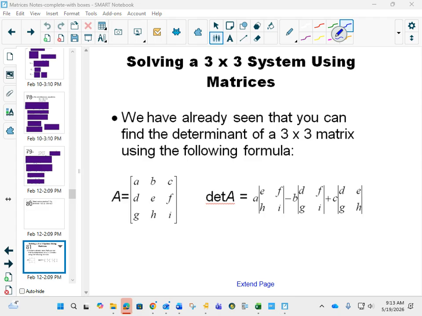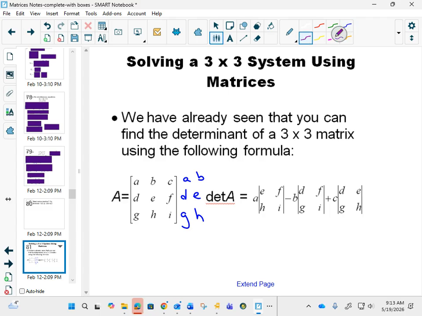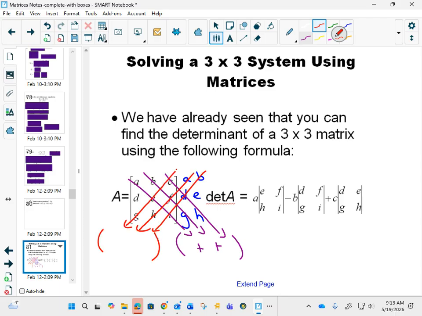I really like rewriting and doing 3 arrows this way, adding those up, 3 diagonals this way, adding those up and making this one negative. So it'll be the purple one, subtract the red one to find your determinant.